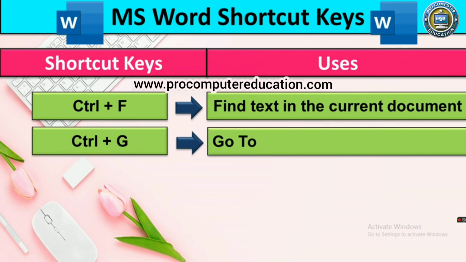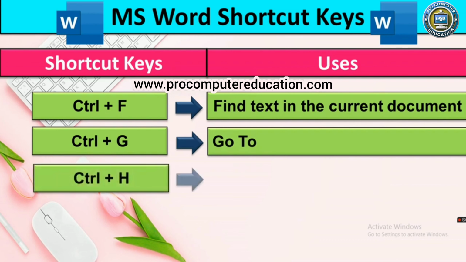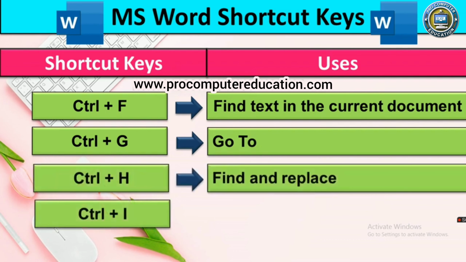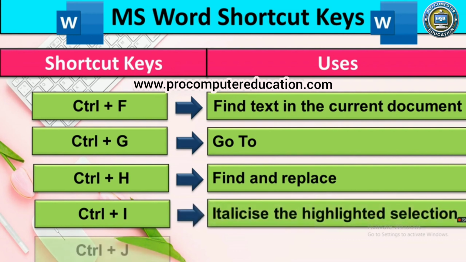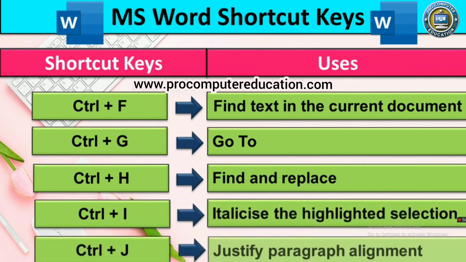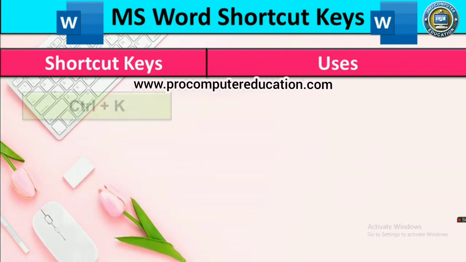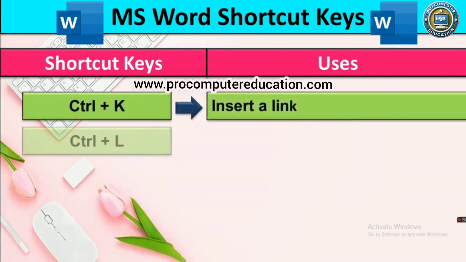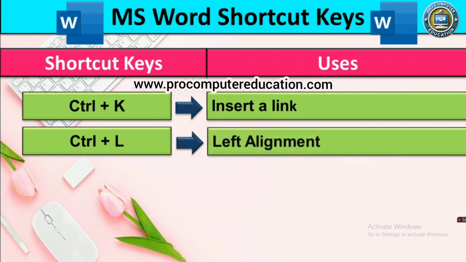Ctrl plus G, go to. Ctrl plus H, find and replace. Ctrl plus I, italicize the highlighted selection. Ctrl plus J, justify paragraph alignment. Ctrl plus K, insert a link. Ctrl plus L, left alignment.